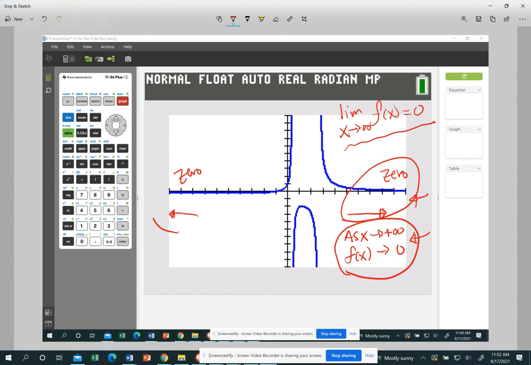So how do you use calculus notation for this part right here? What would it be? Limit as x goes to negative infinity, f of x goes to 0. All right, that was the easy part.